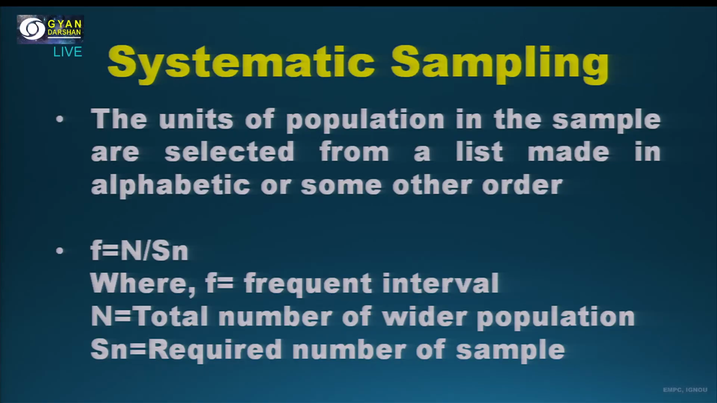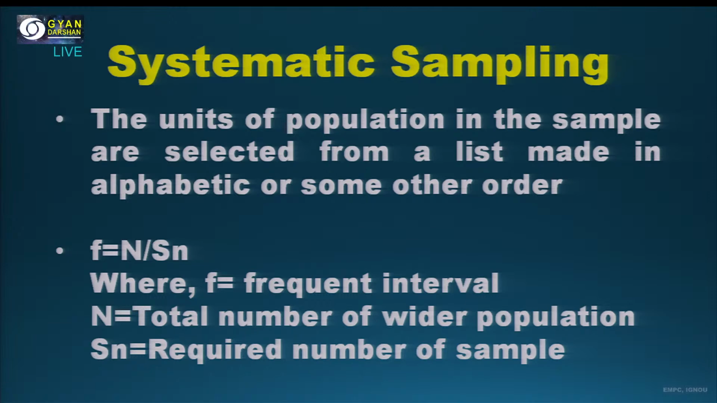The next is systematic sampling. As you see on the slide, the units of the population in the sample are selected from a list made in alphabetic or some other order. So if 100 is the population, we will arrange the 100 students or respondents in some order, alphabetic order for example. Then from that you will select a particular sample first.